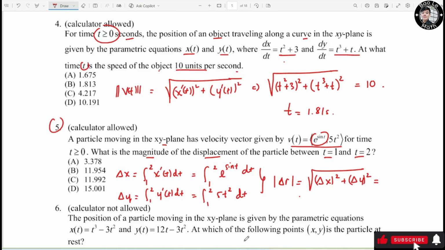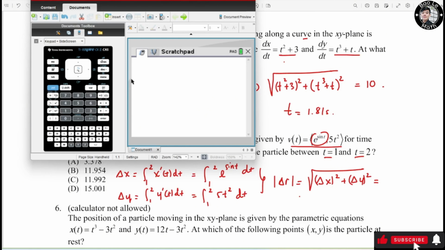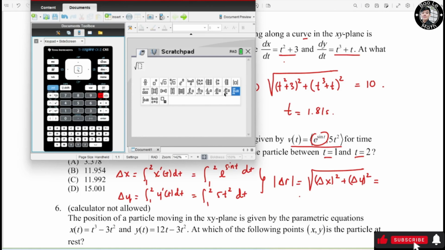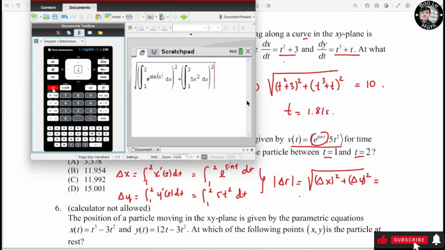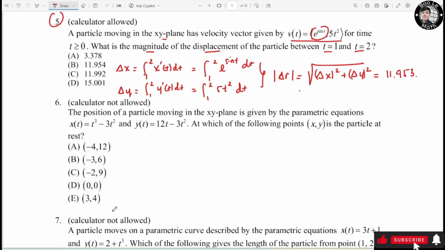So we're gonna bring up the calculator. Alright, so we're gonna hit the square root sign first, right? Delta s squared, but delta s equals this one, right? So we're gonna put it right here, input the integral from 1 to 2 of e to the sine t. We hit Control Enter. It's gonna be 11.953.